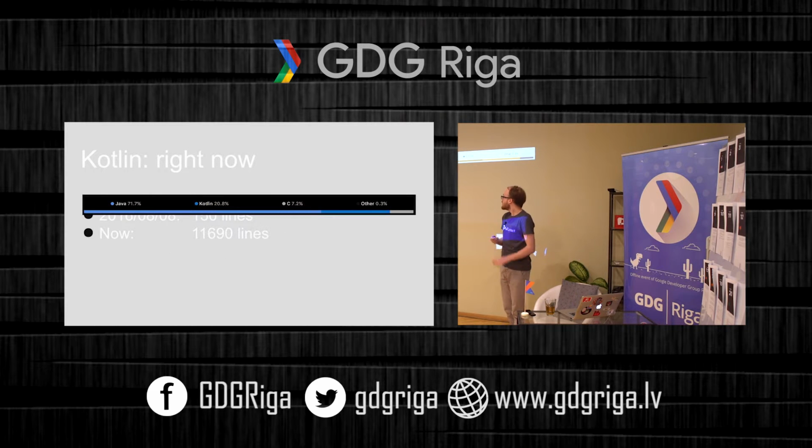So right now we're at 11,690 lines of Kotlin, which is 20.8% of our code base. We started with unit tests, which is pretty cool. We have like 60,000 lines of code in total, something like that.